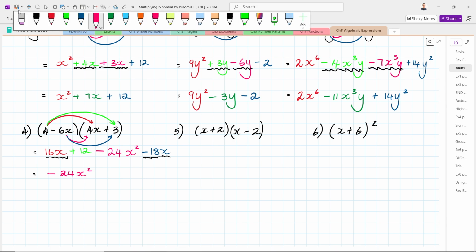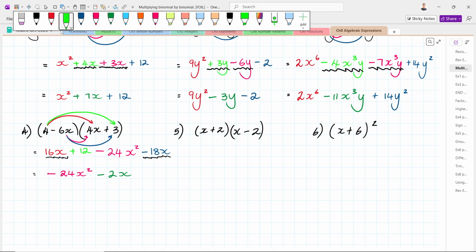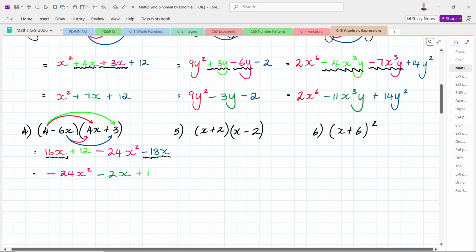Then I'm going to deal with my like terms. 16x minus 8x is going to give me a negative 2x. And lastly, the plus 12 is a constant term. It's just going to stay there. And you'll notice a pattern.